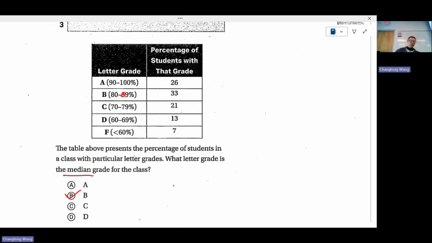Anyway, I think that should be good enough. The remaining questions you can try, but I don't think it's going to be that tricky anymore. I'll post it on D2L.